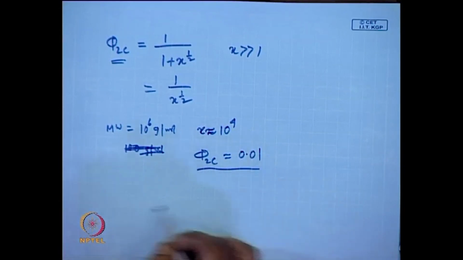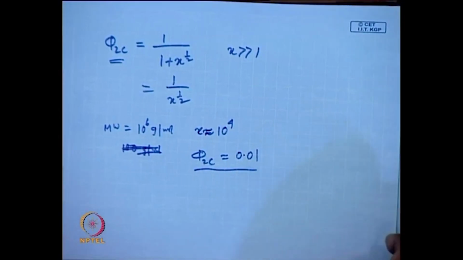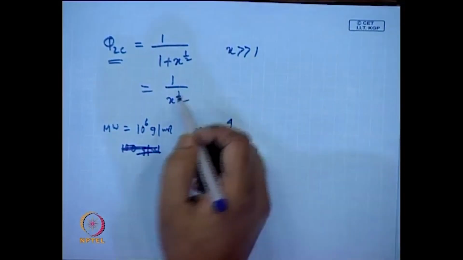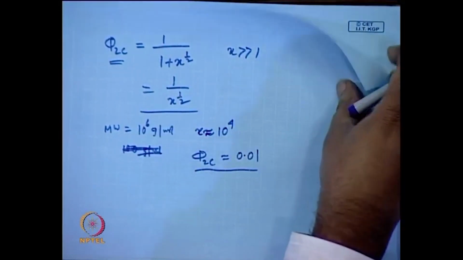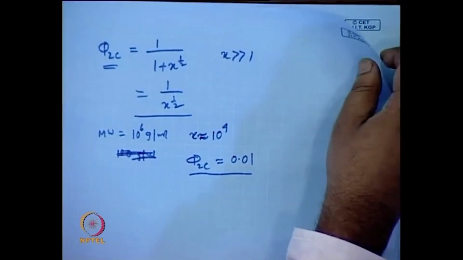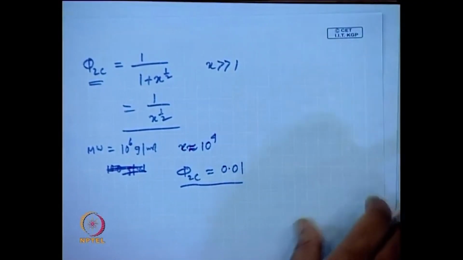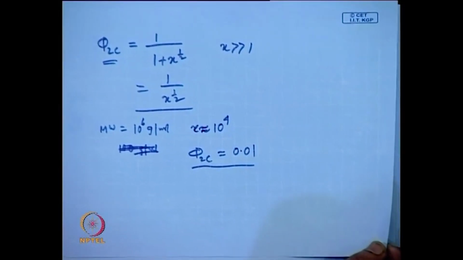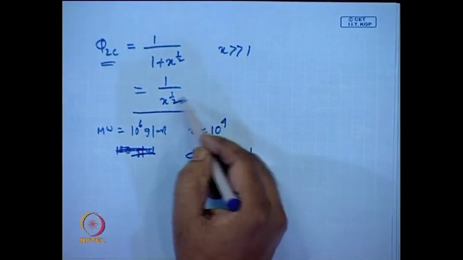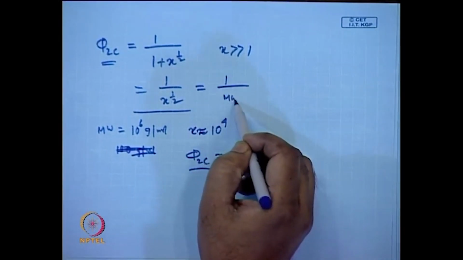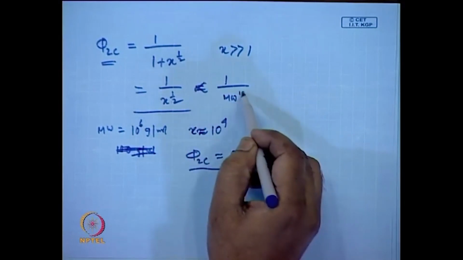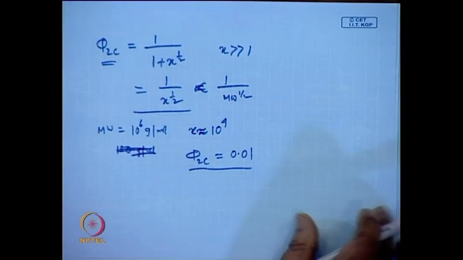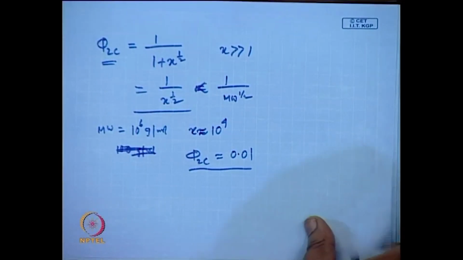Now, again this shows that the critical composition at which the system goes from a one phase system to a two phase system is highly dependent on the molecular weight, because this is proportional to molecular weight to the power minus half. So as the molecular weight increases, this goes to lower and lower composition.